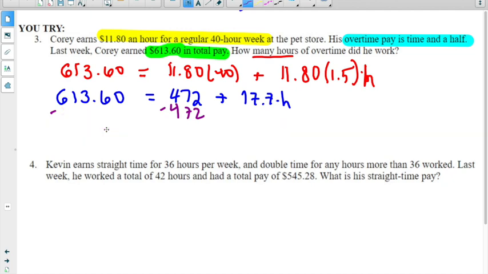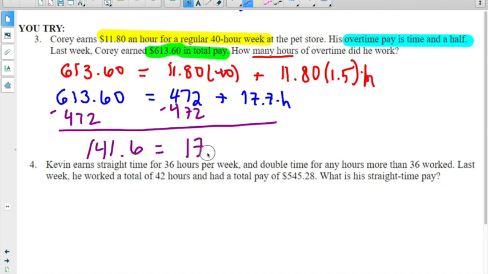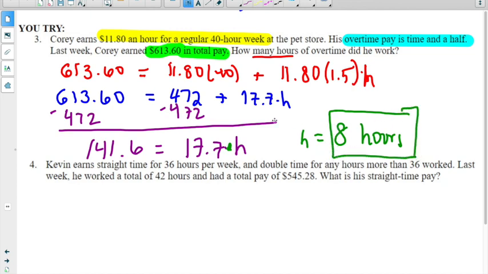And that'll give me $613.60 minus 472 will give me 141.60, which is equal to 17.7 times H. And our final step that we want to do is break up that multiplication between 17.7 and H. So let's divide both sides by 17.7. When we do so, we will get that H equals 8. So Corey worked 8 hours of overtime. Okay.